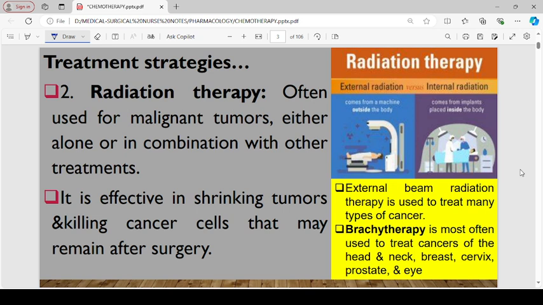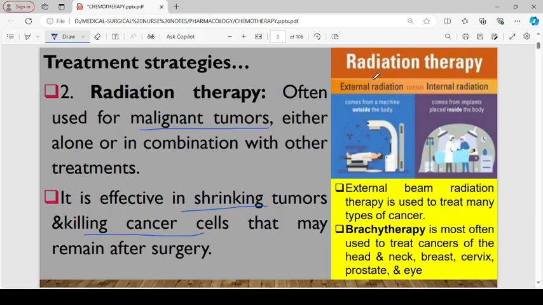Radiation therapy is the second one, and this one is normally used majorly for malignant tumors. These are tumors that are capable of spreading to distant parts of the body. So radiation therapy can either be used alone or in combination with other treatment strategies. Radiation therapy is very effective in shrinking tumors and killing cancer cells that may remain after surgery.